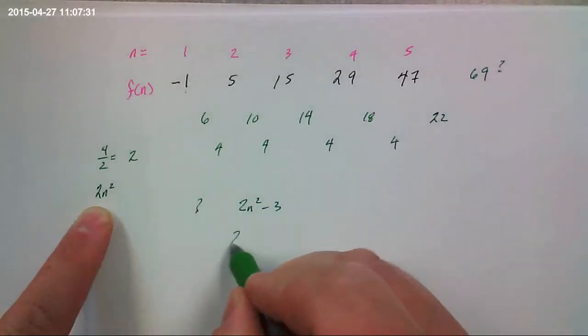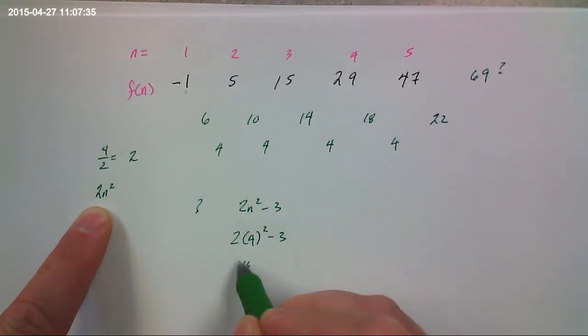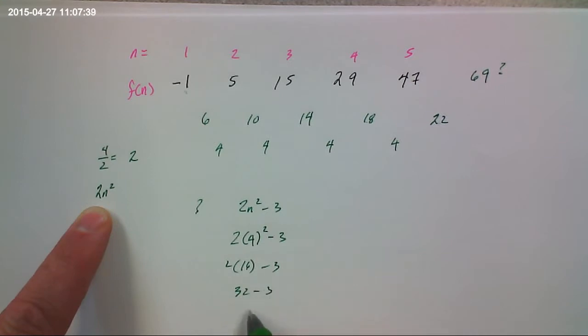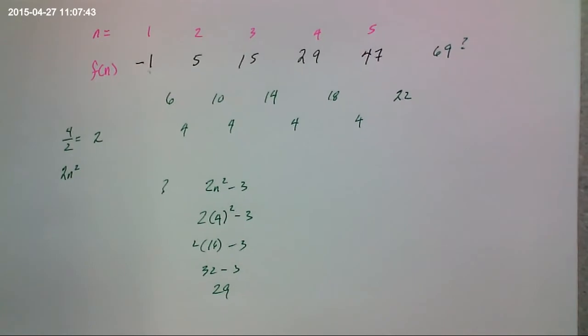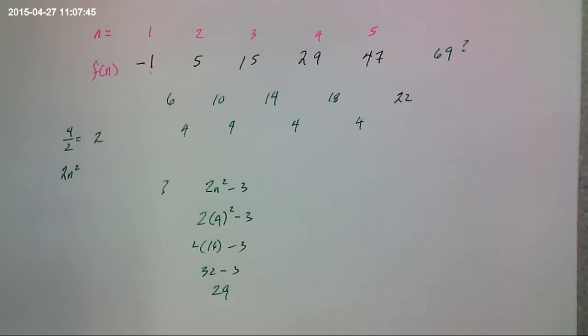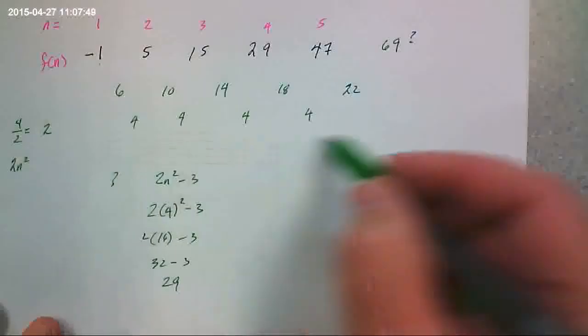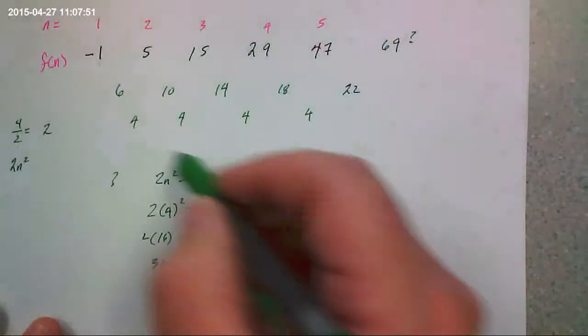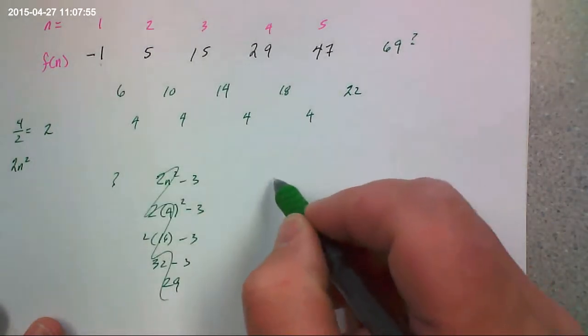I'm going to plug in a 4. 2 times 4 squared minus 3. Let's see here. 16 times 2 minus 3. That's 32 minus 3. Hey, that is 29. That works. Now let's say you couldn't figure it out quite that easy. Let me show you another way you can do this. You've got all this information, and let's say you didn't realize this was true.